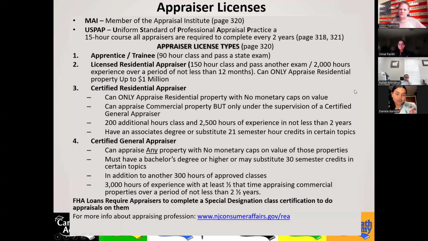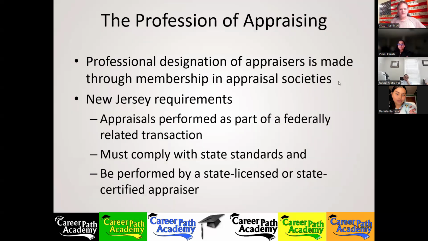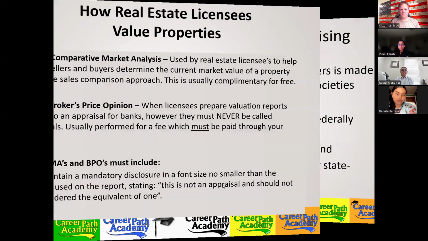And they have to make notes of these things on their appraisal report. All right, so the profession of appraising is made through membership of these appraisal societies. Appraisals are performed as part of federally related transactions and must comply with state standards and be performed by state licensed or state certified appraisers.